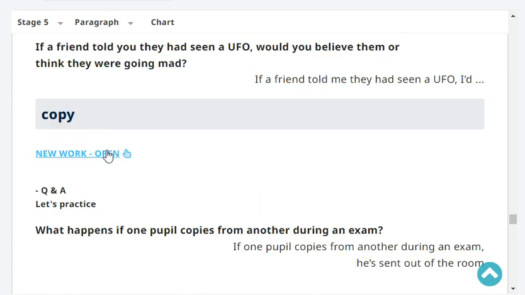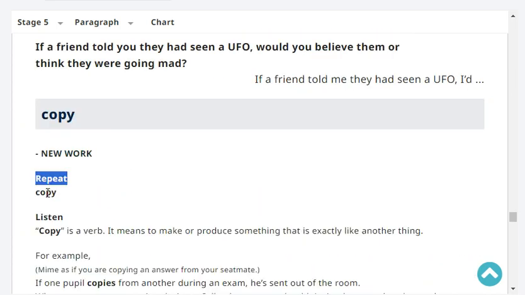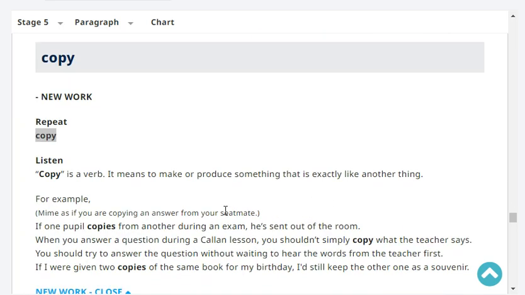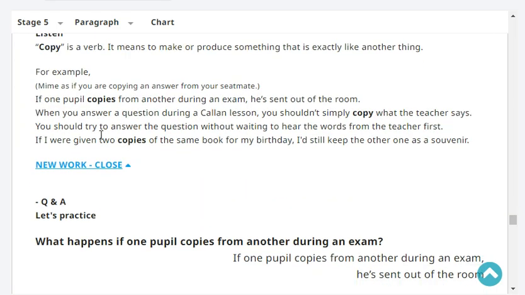Next, repeat copy. Copy. Okay, very good. Listen, the word copy is a verb. It means to make or produce something that is exactly like another thing, like a copy. For example, if one pupil copies from another during an exam, he's sent out of the room. Okay, if I were given two copies of the same book for my birthday, I shall keep the other one as a souvenir, or I'll read both of them.